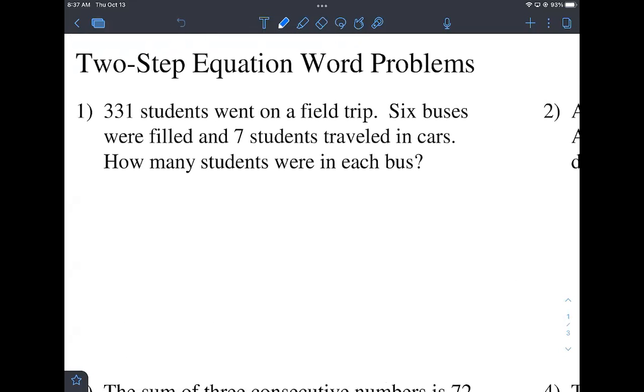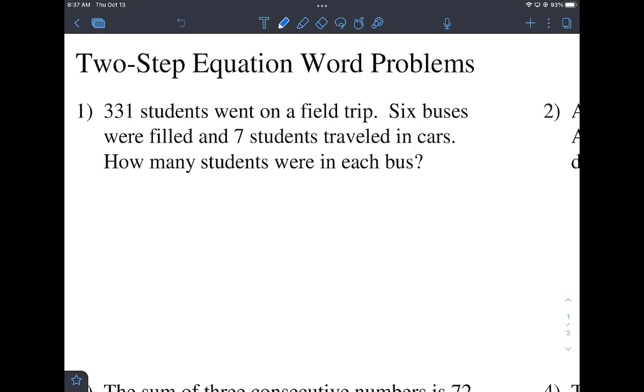331 students went on a field trip. 6 buses were filled and 7 students traveled in cars. How many students were in each bus? So the buses were filled. There were 6 of them, and there were 7 additional students, altogether 331 students on the field trip. We're supposed to find how many students were on each bus.